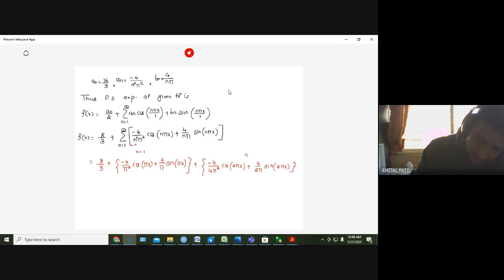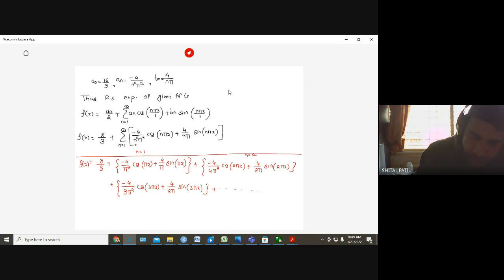This is for n equals 2. Now, if we take n equals 3, the next term will be minus 4 divided by 3 square, so 9 pi square, cos of 3 pi x plus 4 by 3 pi sine of 3 pi x, and so on, n equals 4, n equals 5, and so on. This is the actual Fourier series expansion of the function f of x.